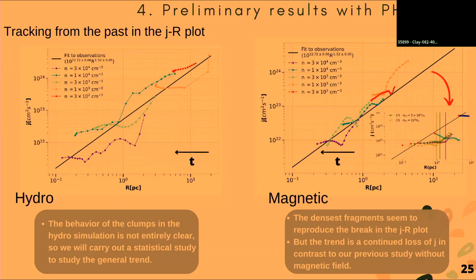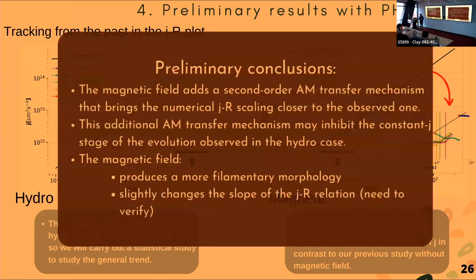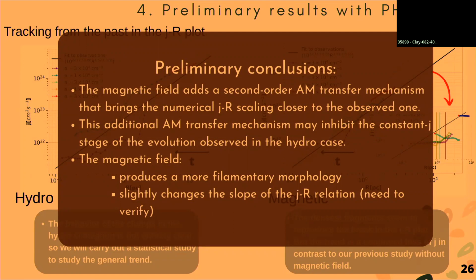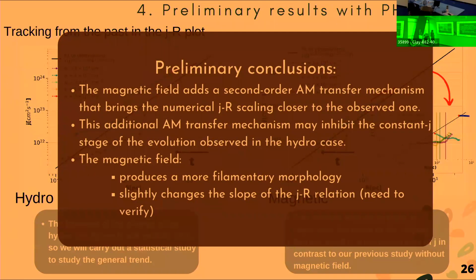The next step is just to perform a statistical study to see what is the general trend. And the conclusions, our preliminary conclusions using Phantom: the magnetic field maybe adds a second order angular momentum transfer mechanism, that maybe this magnetic field inhibits the constant little j stage of the evolution and produces a more filamentary morphology.